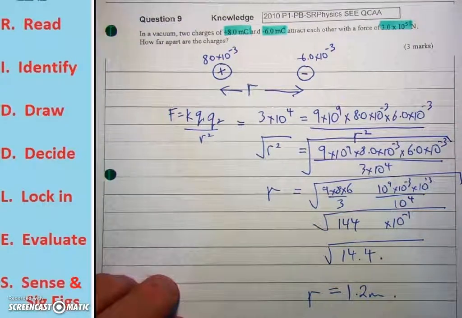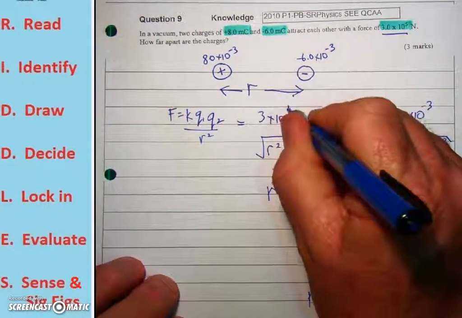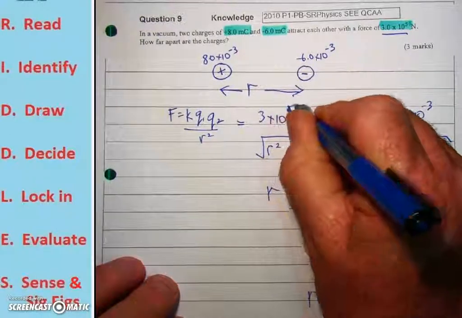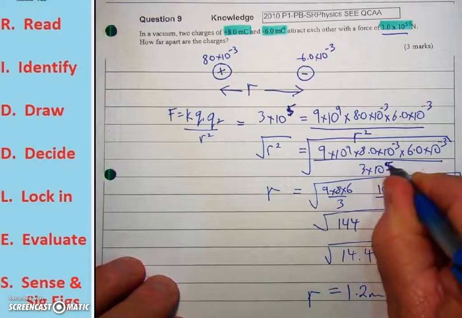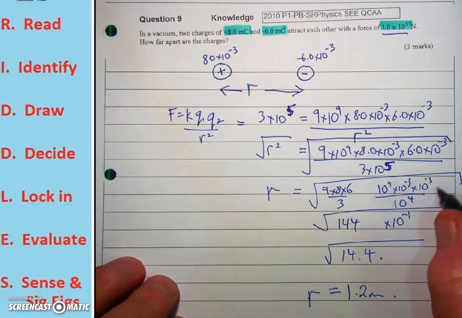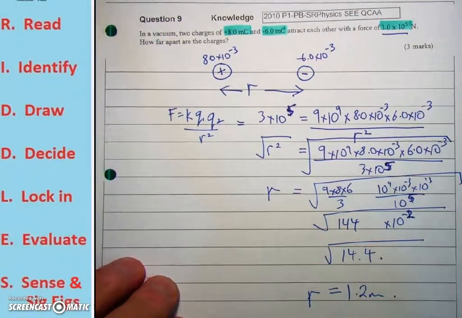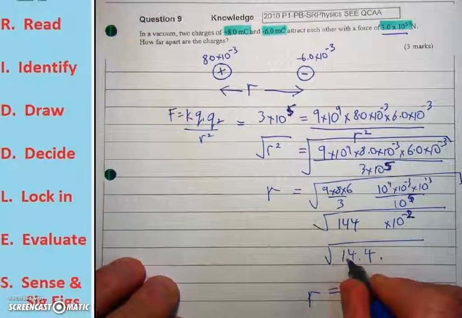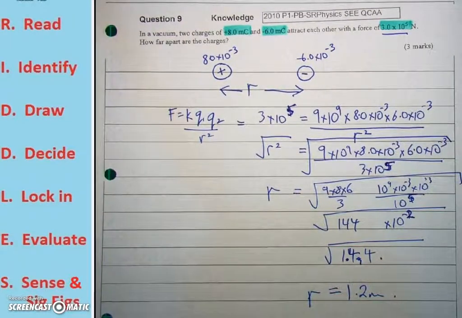I have my error here, 3 by 10 to the 5, and somehow or other I made that 3 by 10 to the 4. So if that's 3 by 10 to the 5, when I go through and do this, this is by 10 to the negative 2. So it's actually the square root of 1.44, which is 1.2. Right, so the separation of the charges is 1.2 meters.